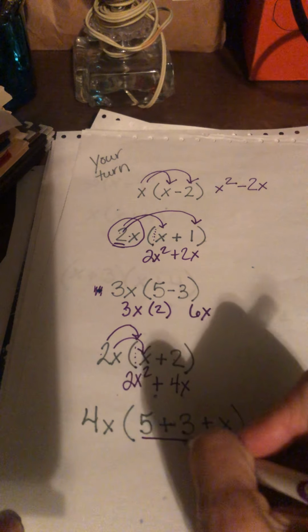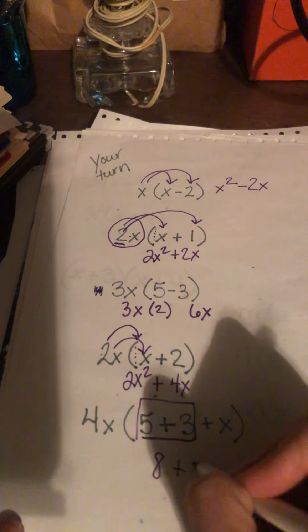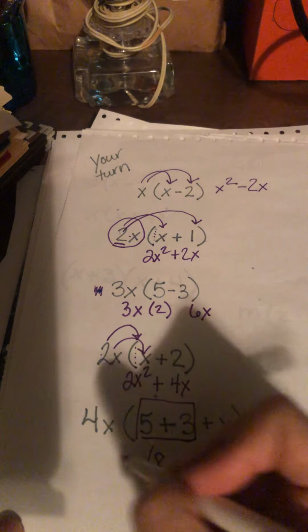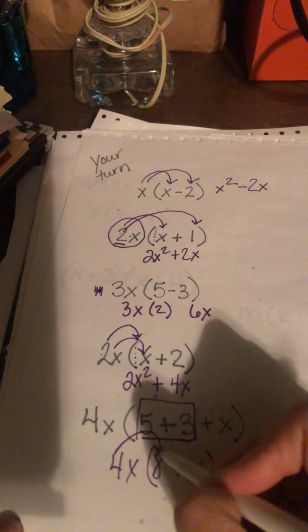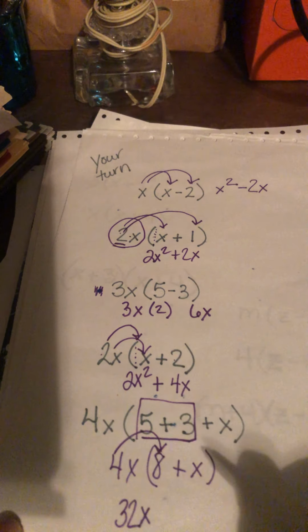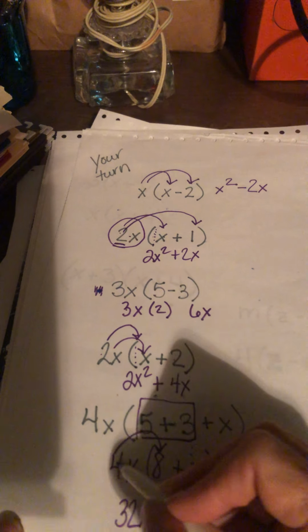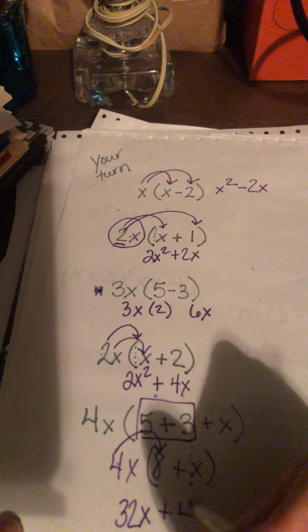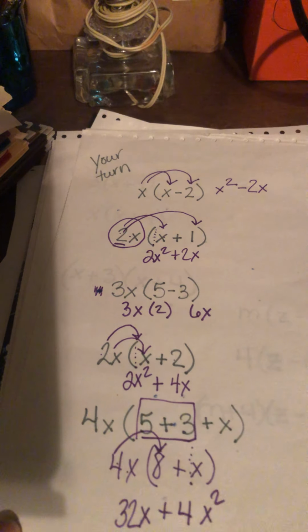Okay, and this one, hopefully you realize, hey, I can put 5 plus 3 together, so I have 8 plus x times 4x. So 4 times 8 is 32. Bring the x along. And then remember, we could call this a 1. 4 times 1 is 4. x times x is x squared.